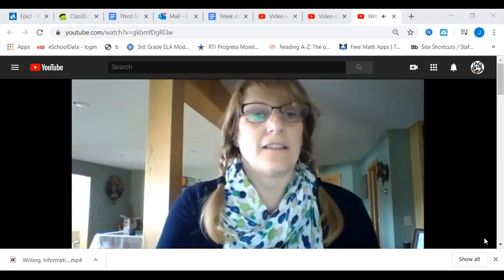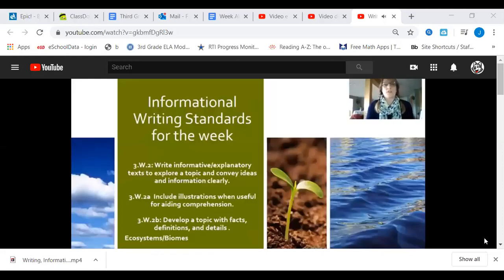Today, we're going to take a look at more informational writing standards for the week. 3.W2, write informative, explanatory text to explore a topic, convey ideas and information clearly. 3.W2A, include illustrations when useful for aiding comprehension. And 3.W2B, develop a topic with facts, definitions, and details. And remember, when you see the word ecosystems, you may also say biomes.